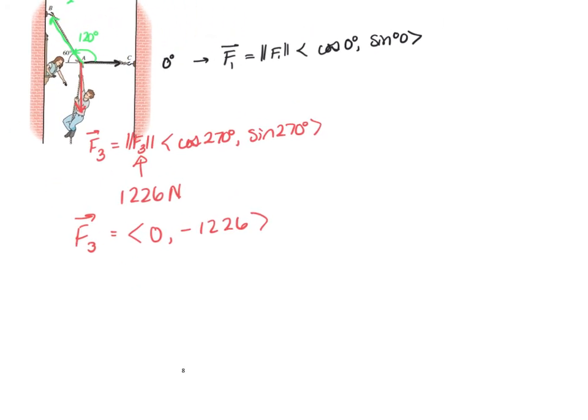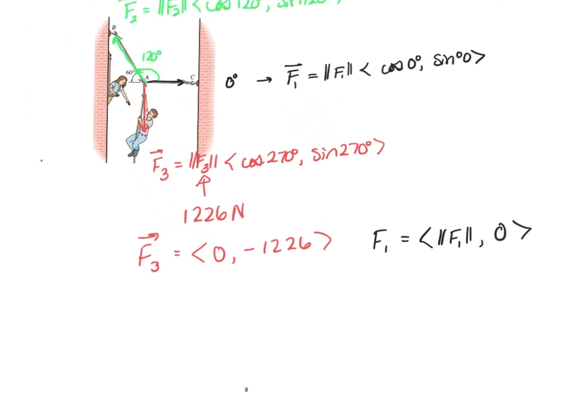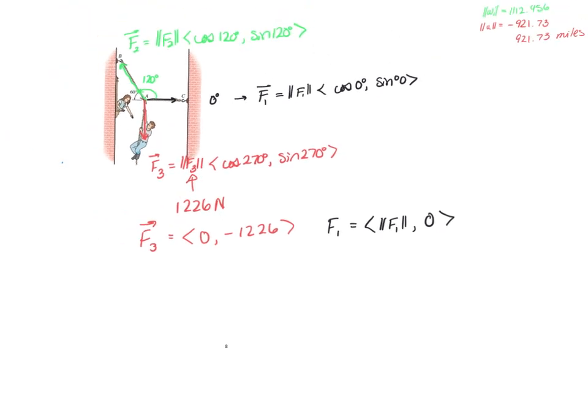My F1 is going to be the F1 magnitude. Cosine of 0 is 1, so it's just going to be the F1 magnitude, and then that's going to be the 0. Now my F2 is the only one that's really kind of interesting because it doesn't have a 0. So F2 is going to be the magnitude, which is F2.